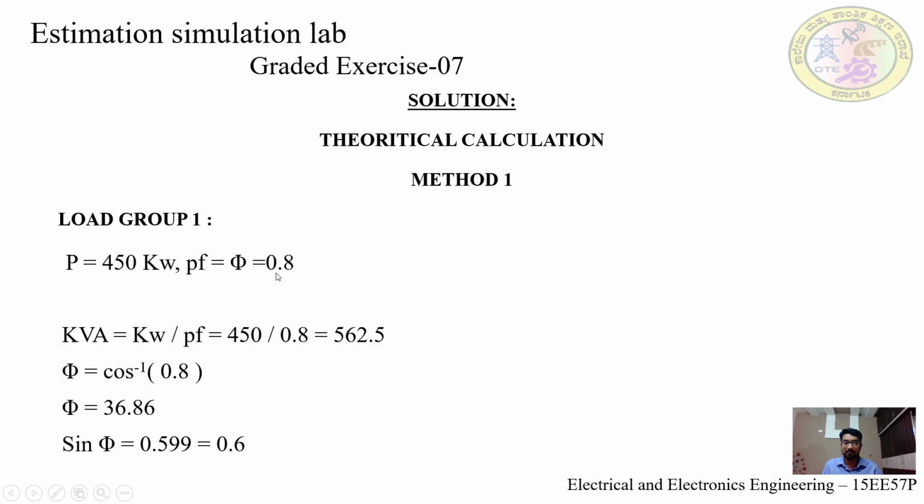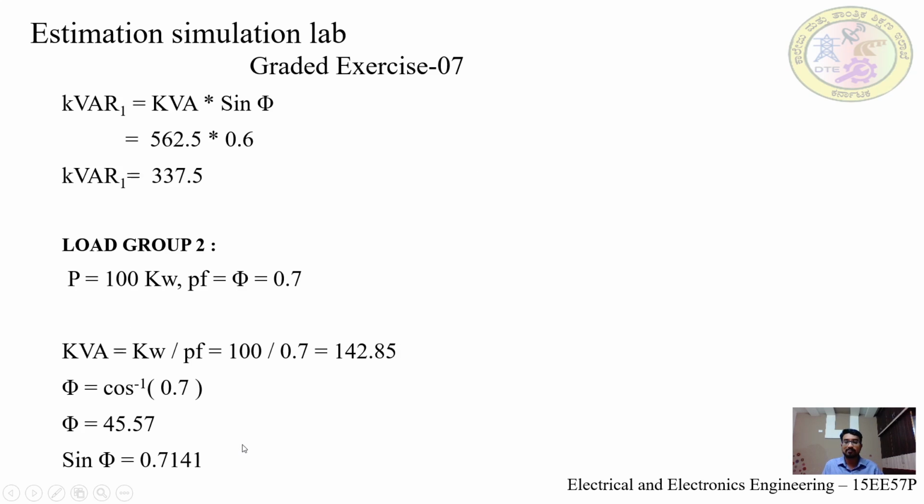That means power factor. So, if I want to find the value of phi, I can write it as phi is equal to cos inverse of 0.8. So, cos inverse of 0.8 is 36.86. Hence, sin of 36.86 is 0.599. We can round it off to 0.6.